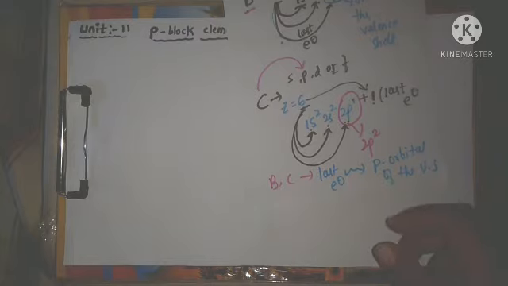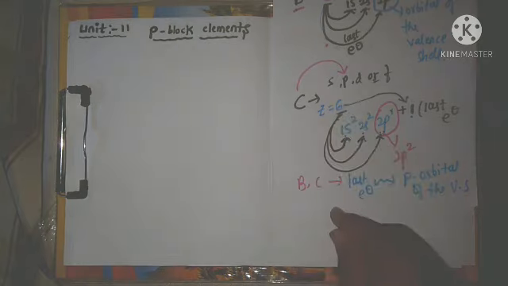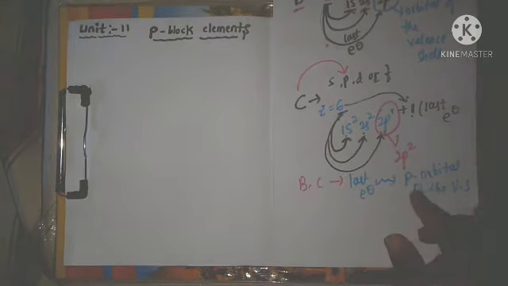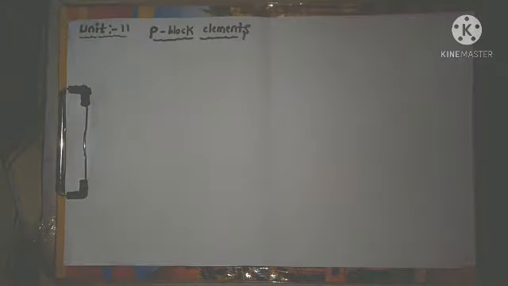Sir, what is meant by f block elements? If the last electron enters into the f orbital of the valence shell, they are called f block elements. Here we are discussing only p block elements. Therefore, I am going to write only the p block elements definition. The elements in which the last electron enters into the p orbital of the valence shell are called p block elements. I will write the definition here.